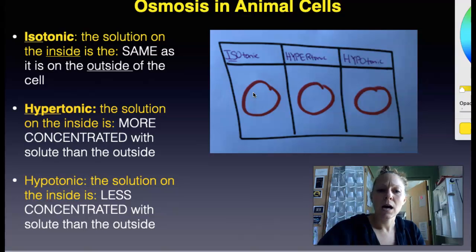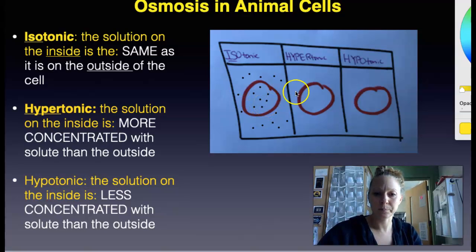We're going to make a solution. So remember that a solution has a solute in water. And so here, we're going to make the concentration of the solution outside of the cell the same, iso, as the concentration on the inside of the cell.